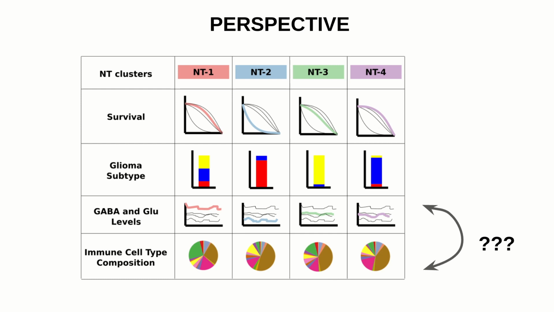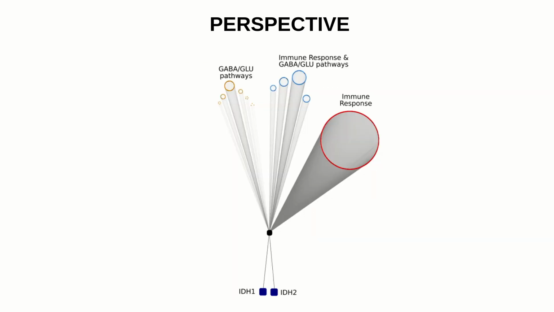Our perspective will be to look at the factors explaining the relationship between the neurotransmission and the immune microenvironment. To do so, we will try to explain this relationship by doing interaction network analysis.